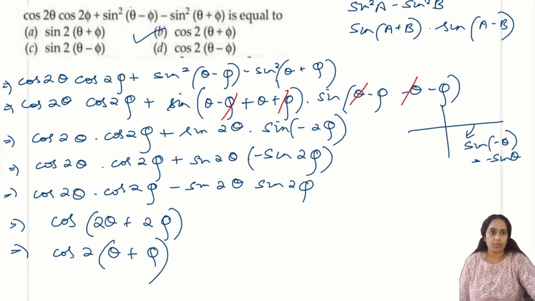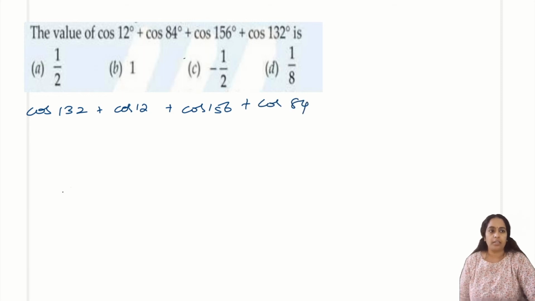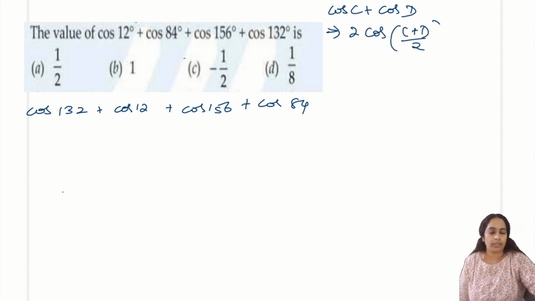Okay, so we have the next question now. The next question is the value of cos 12, cos 84, cos 156, cos 132 is asked in the question. So let me rearrange so that I can solve the sum. So I have cos 132, cos 12 degrees, cos 156 and cos 84 degrees. Okay, so again I have to use my identities. What is cos C plus cos D? I derived this identity in the first page. So it's going to be 2 cos C plus D divided by 2 cos C minus D divided by 2.